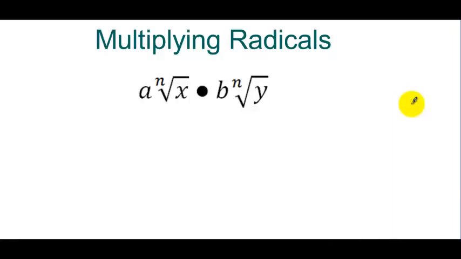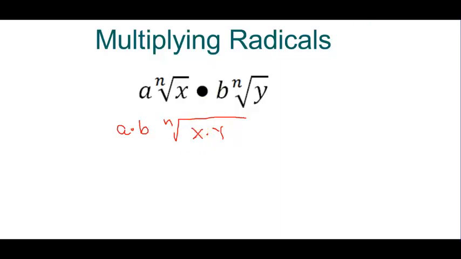Okay, next we are going to learn how to multiply radicals. Note that we can only multiply radicals if they have the same index. So here I have index n and I have index n. To multiply two radicals, we just have to multiply the coefficients a and b, get the product of a and b, and then multiply our radicands x times y. And then just simplify our radical expression.